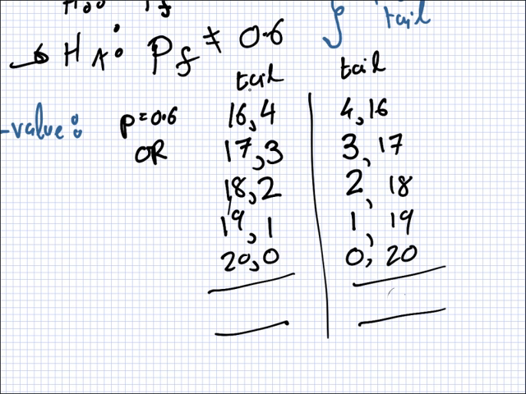So what would be more unfavourable here to the claim? 17 females, 18 females, 19 females, 20. But because it's two-tail, I have a mirror image. I have to look at the other extreme. So I swap the both numbers.